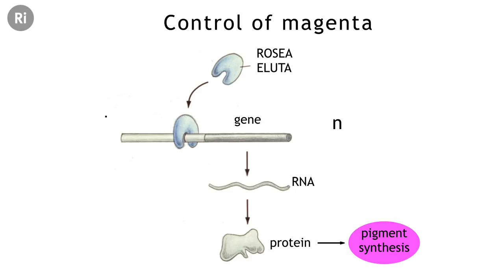So how do these genes work? Well, both rosea and eluta code for proteins, indicated by that sort of banana-shaped thing. These proteins bind to genes and switch those genes on or off. So the stencils switch the genes off, the other genes switch the genes on. Those genes then produce RNA, which is a single-stranded version of DNA. That RNA then codes for a protein, and that carries out the pigment production, the pigment biosynthesis. That synthesizes the red pigment, the magenta pigment in this case. So we have this combination of stenciling and spraying, but at the level of gene activity.